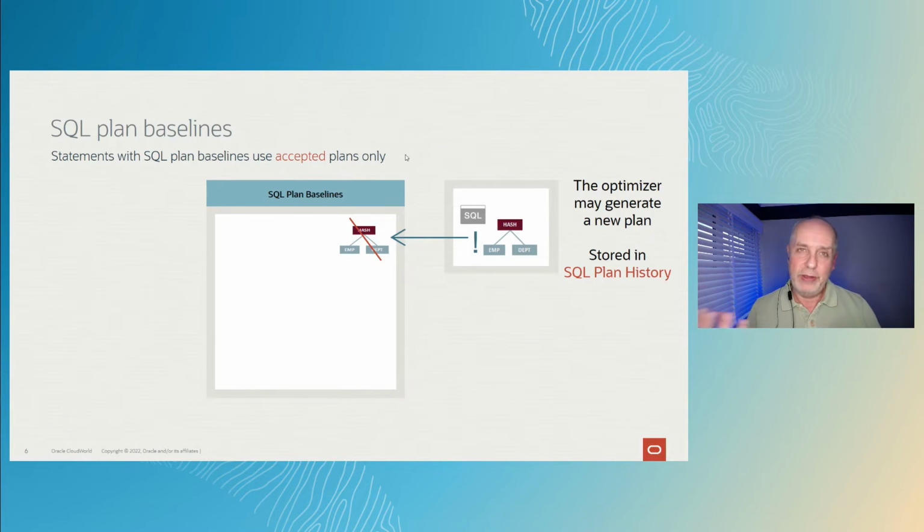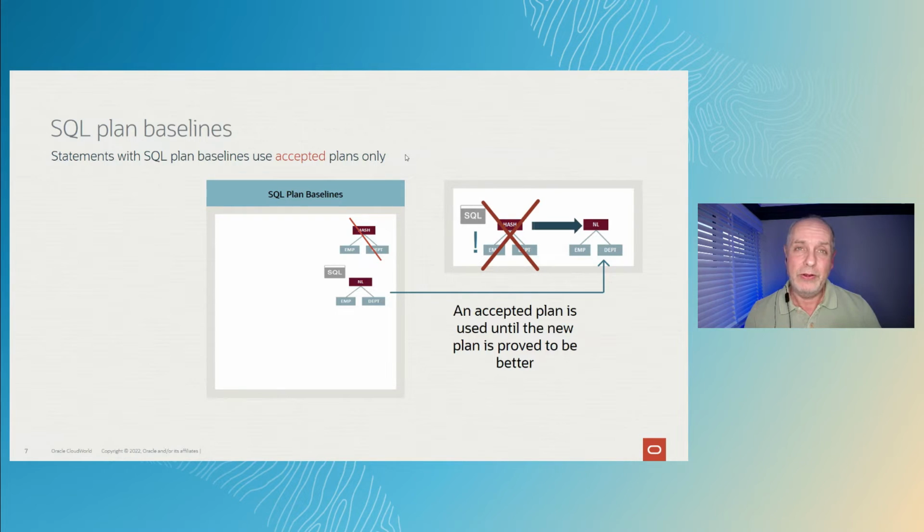Essentially it becomes part of the SQL plan history, or another way of thinking of it is like a SQL plan baseline that's not yet been accepted. So the SQL statement comes in, and the optimizer thinks it's got a better plan. However, we're not going to allow the optimizer to use that yet. We just remember the fact that that's happened, and then we use an accepted plan instead.